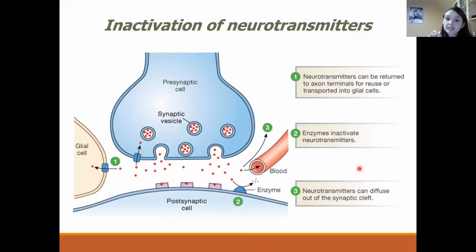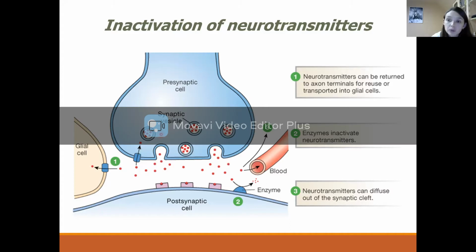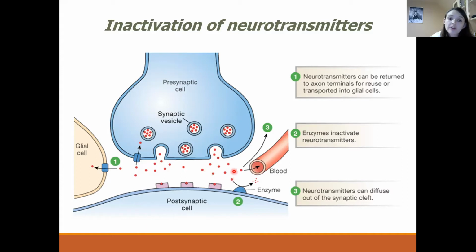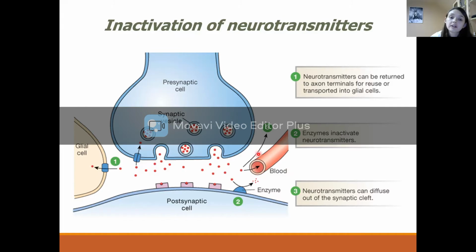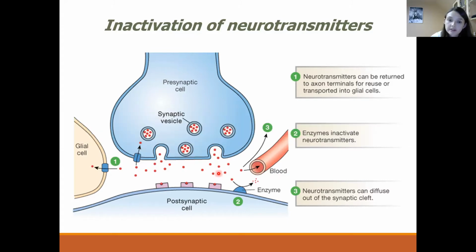Inactivation of the neurotransmitter happens in three ways. The first way, it is when the neurotransmitter will return back to the presynaptic neuron, and it will be used for resynthesis of that neurotransmitter. The second way, when the neurotransmitter will be destroyed by a specific enzyme, and the third way, when the neurotransmitter will diffuse out of the synaptic cleft. So, three ways how we can inactivate neurotransmitter: returning back to the presynaptic cell and resynthesis of neurotransmitters, destruction by the enzymes, and diffusion out of the synaptic cleft.